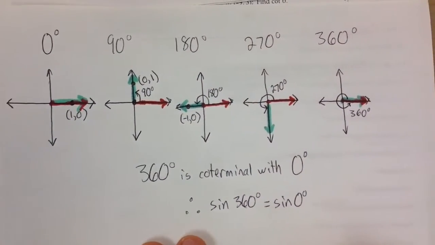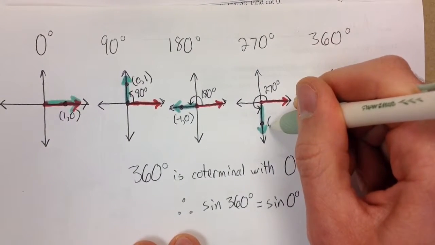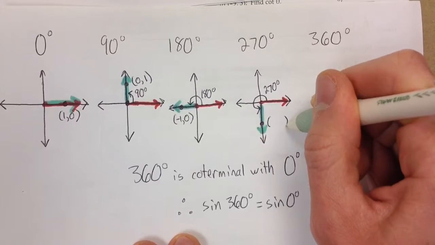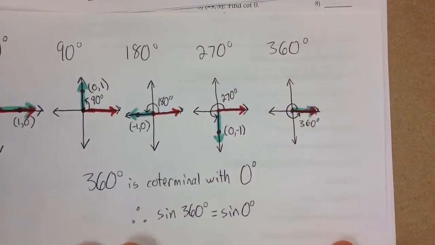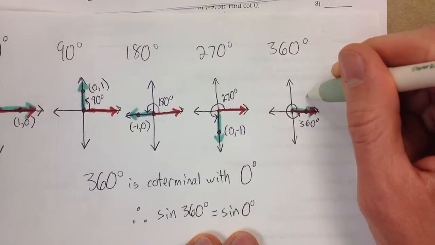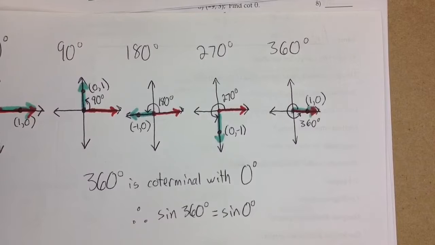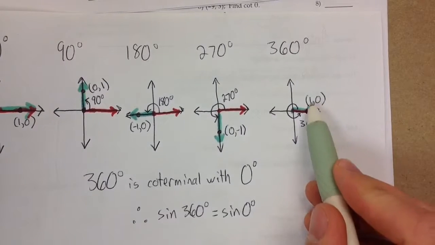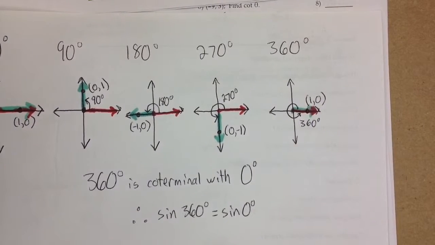And 270? Say again, one more time. Thank you. And Terry, 360. There you go. 1, 0. Okay. Any questions on that? We're going to use the coordinates to find the trig function values. For example, tangent is y over x. Okay.